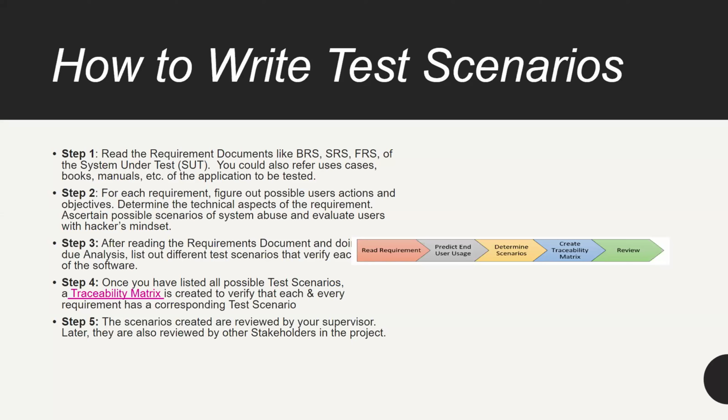Step two is for each requirement, figure out possible user actions and objectives. Then you're also to determine the technical aspect of the requirement, ascertain possible scenarios of system abuse, and evaluate users with a hacker's mindset. Same thing we keep saying all over again. You're not just looking at the happy path, you're also looking at the negative path.